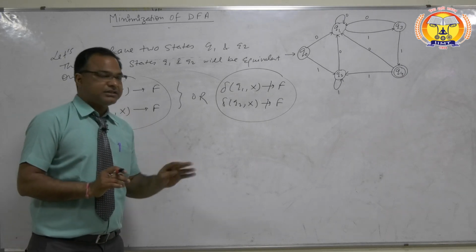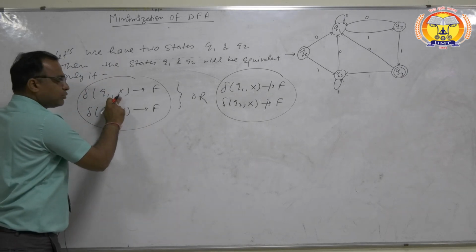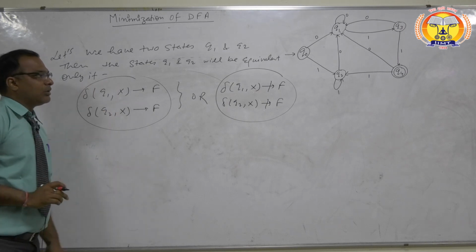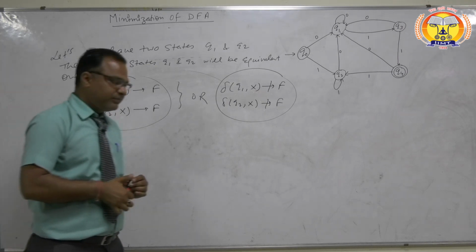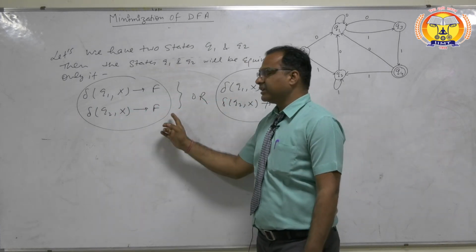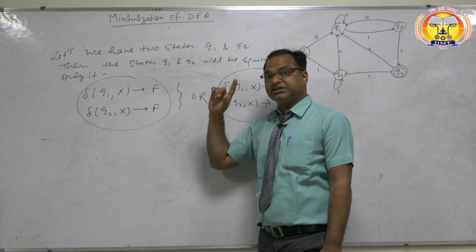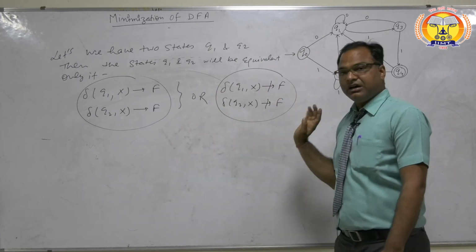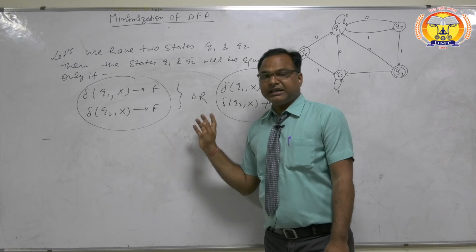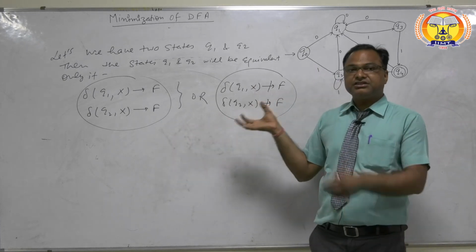The most important thing here is that this is the same input string X. So states Q1 and Q2 are equivalent to each other if, on applying the same input string, either we reach a final state in both cases, or we do not reach a final state in both cases. Then we can say that the states Q1 and Q2 are equivalent, and we can combine these states into a single state.